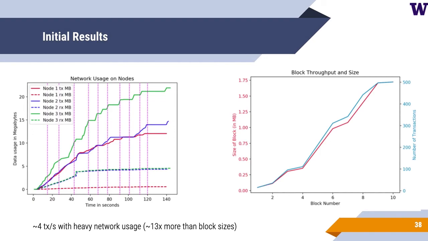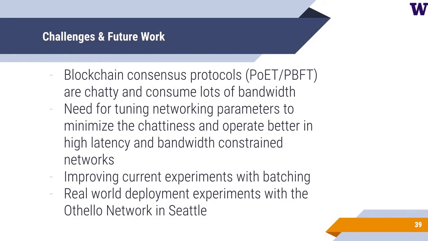The current benchmarks are run with serial processing of the transaction information, and we see roughly 4 transactions per second. This is, of course, a very naive benchmark, and we've identified optimizations which need to be made to improve the efficiency of this system to achieve Sawtooth's benchmarked hundreds of transactions per second performance. What we do notice is that blockchain consensus protocols are extremely chatty and consume lots of bandwidth, which is a scarce resource in community cellular networks. There is a need to be able to tune these network parameters to minimize their chattiness.